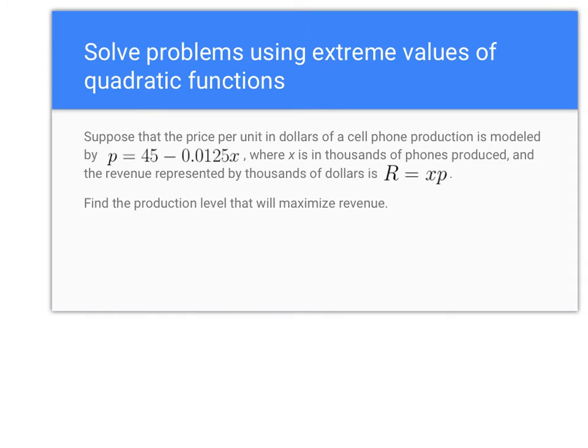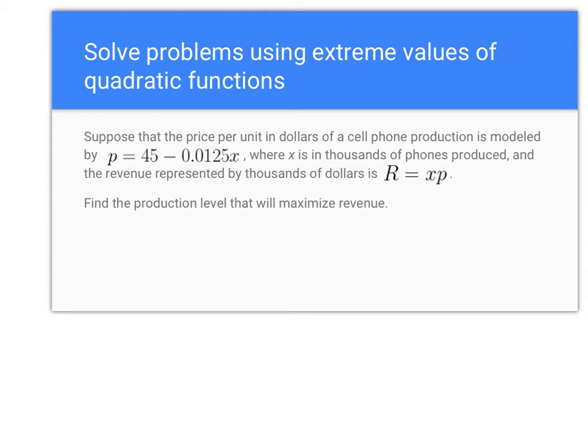Okay, this one, again, we want to be able to just graph something and call it a day, basically. So suppose that the price per unit in dollars of a cell phone production is modeled by this. So that's the price per unit in dollars, where X is in thousands of phones produced, and the revenue, represented in thousands of dollars, is R equals XP. Find the production level that will maximize revenue.